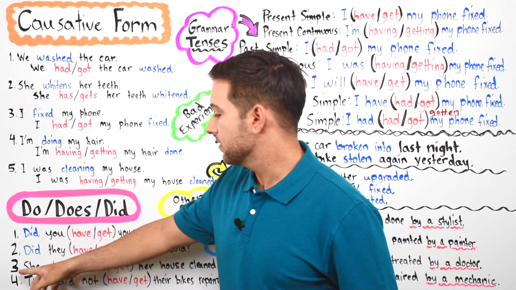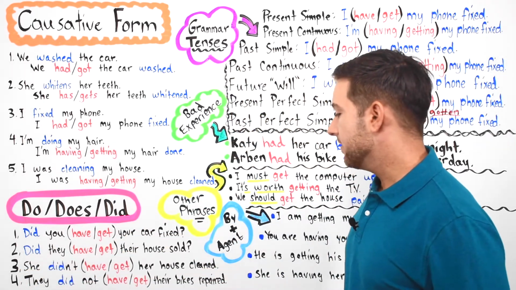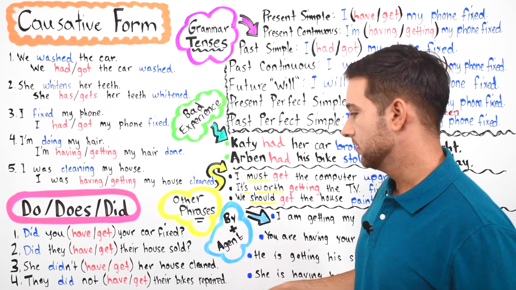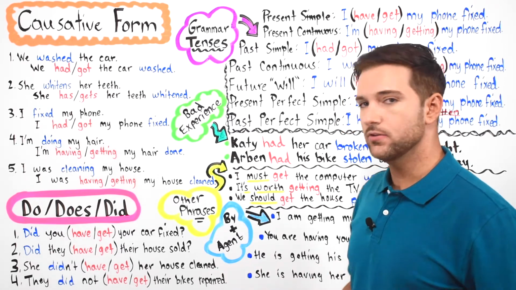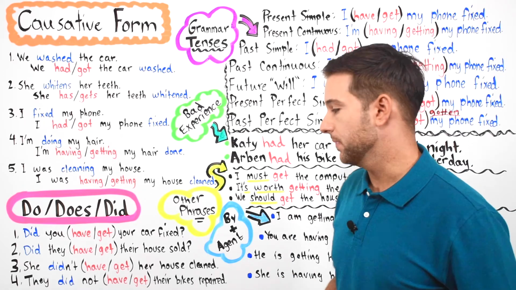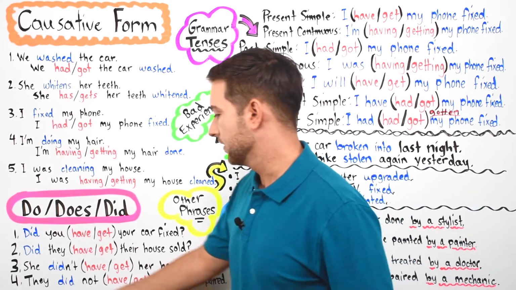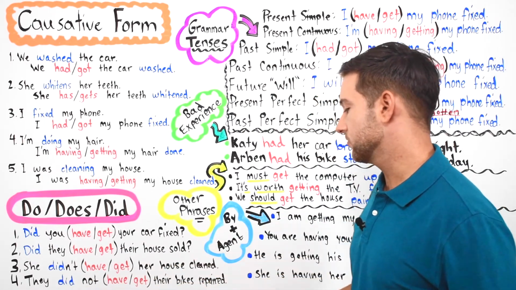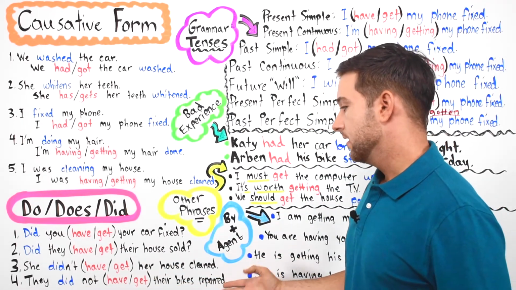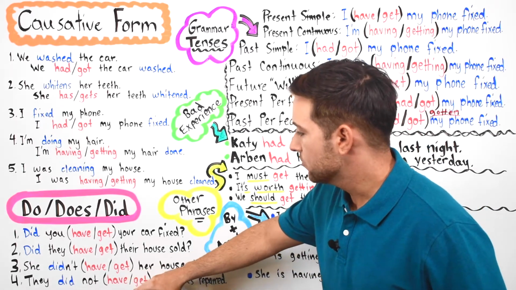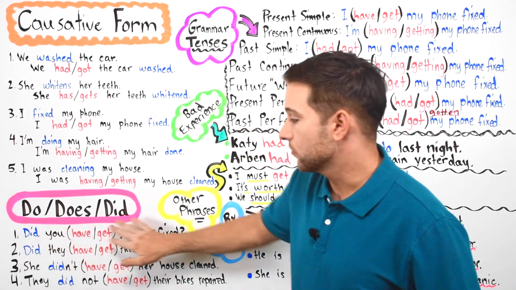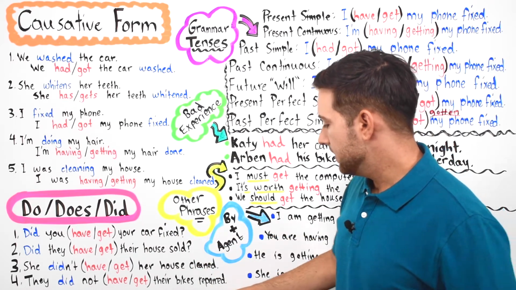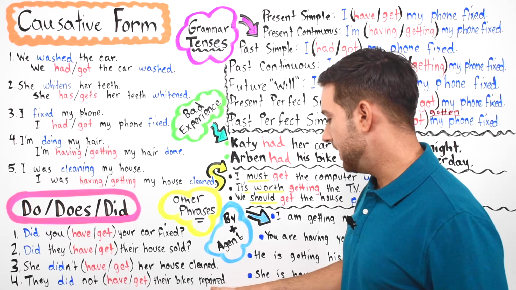Okay, let's go to number 3. She didn't have her house cleaned. She didn't get her house cleaned. By who? She didn't have her house cleaned by who? By the maid, okay? By somebody who cleans the houses. And number 4, they did not have their bikes repaired. They did not get their bikes repaired. Apparently, these two are negative sentences, whereas number 1 and number 2 are interrogative sentences because they have a question mark. But apparently the bike is broken and you need to repair the bike.